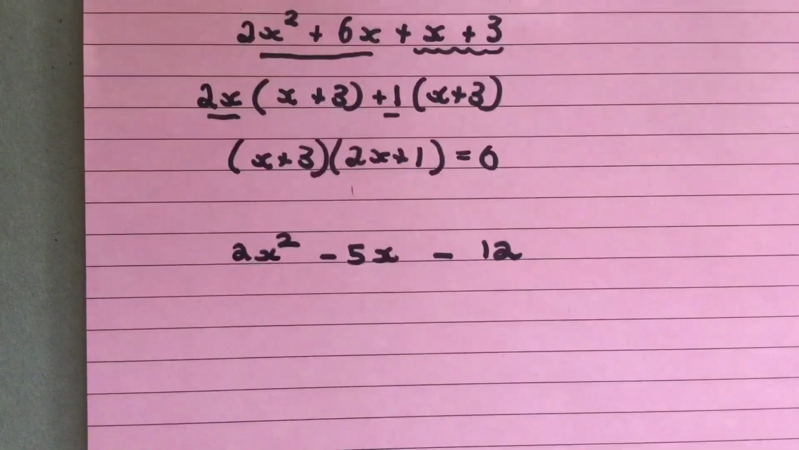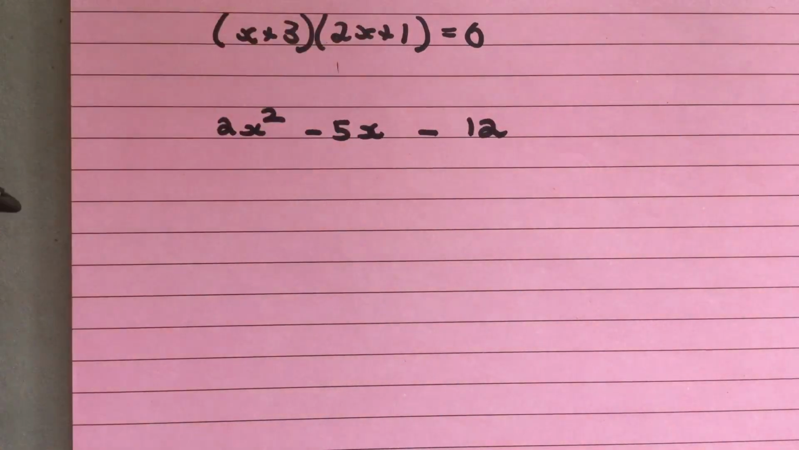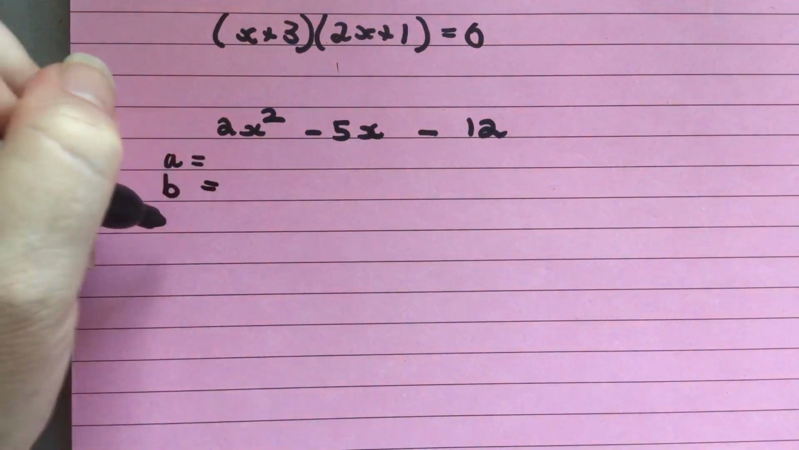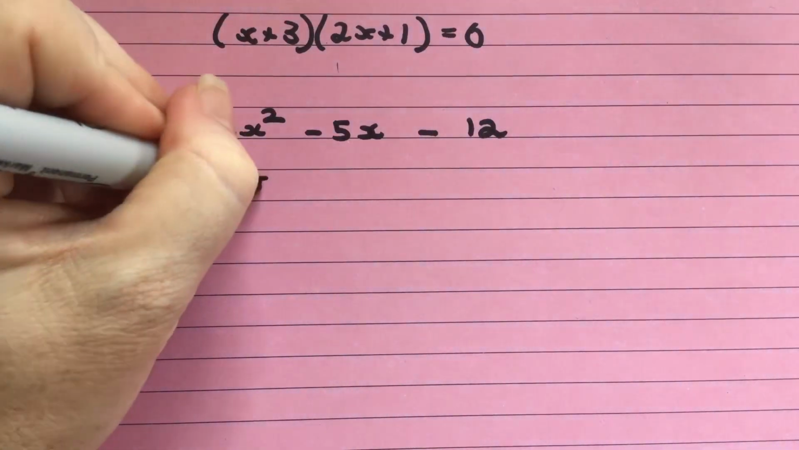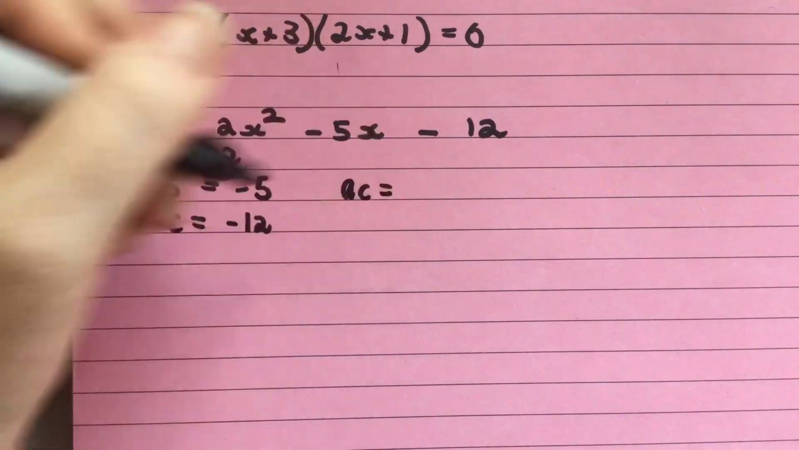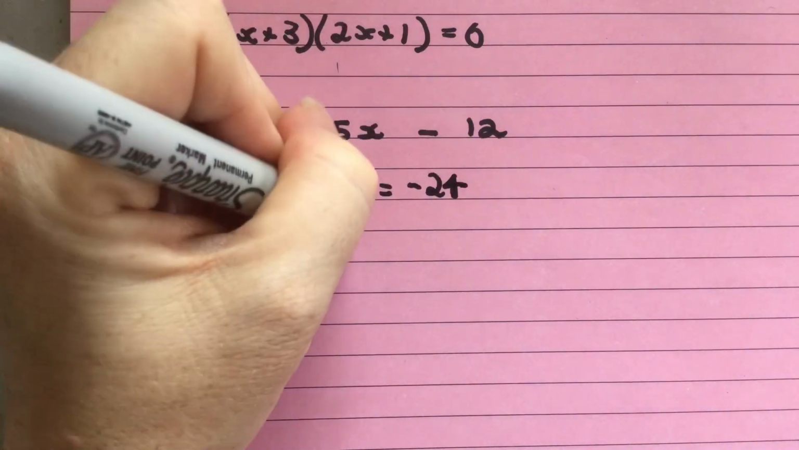Now the next example we have is where we have 2x squared minus 5x minus 12. So I'm going to go through that same process again and write down my a, my b and my c. So I've got an a is equal to 2, my b is negative 5 and my c is negative 12. So when I do my ac, I've got negative 12 times 2 is negative 24, and my b is equal to negative 5.